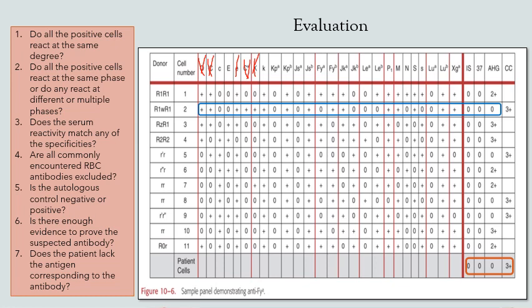Next is KPD, JSP, FYD, JKA, P1, M, S, Lutheran B, and XGA.